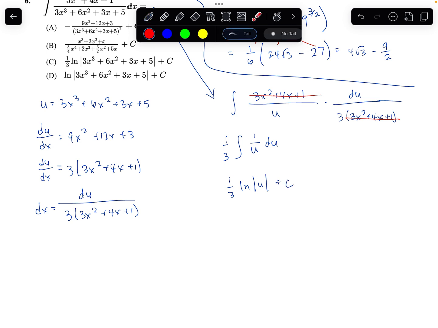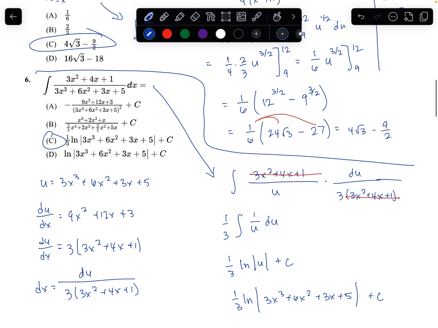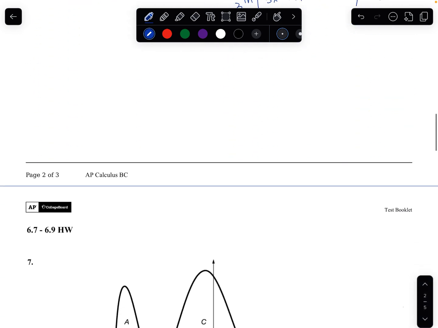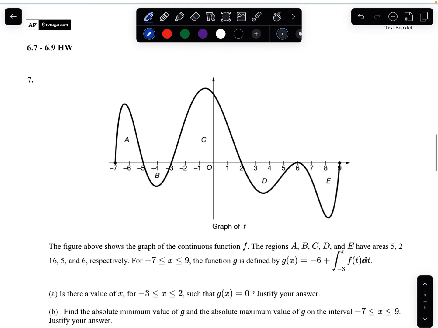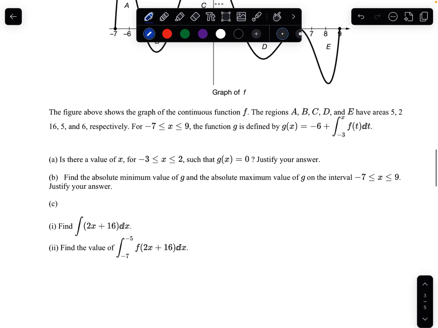And undo the substitution. So this will be 1/3 natural log of 3x to the 3rd plus 6x squared plus 3x plus 5 plus c. So I think that's going to be C. Okay. All right. And then looks like we have a free response.